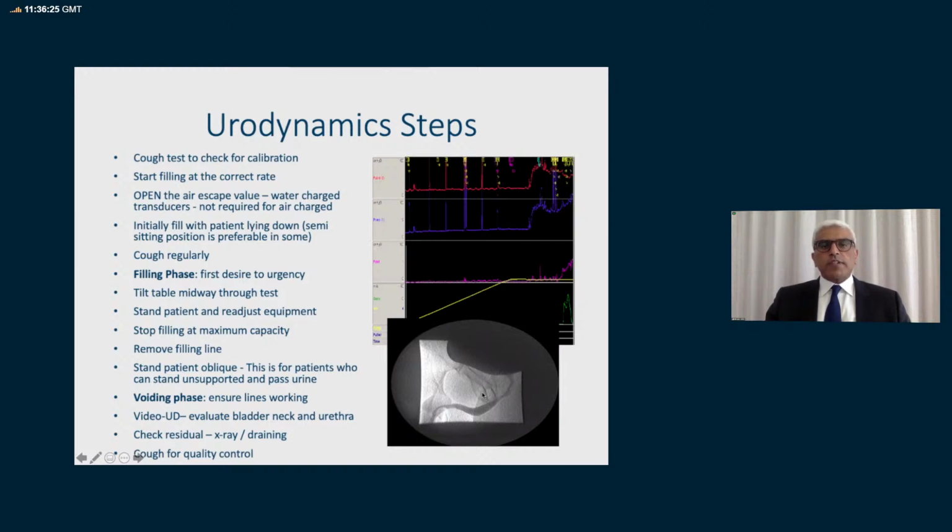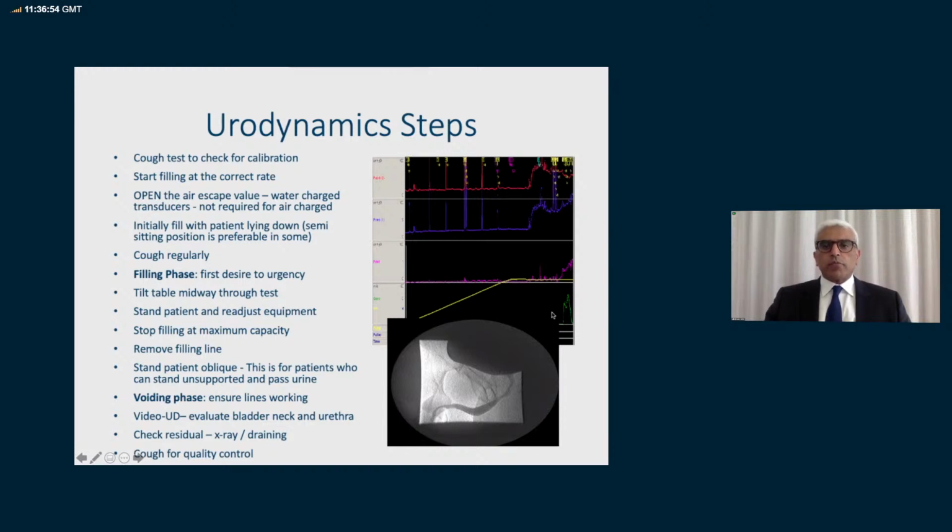Once in the voiding phase, one needs to ensure that the lines are working well. As you can see here on the left-hand side on this video trace, as the patient stands up, the vesical and the rectal pressure goes up, it's well subtracted, and the patient is given the command to pass urine. We need to check that they are passing urine, and one of the advantages of video urodynamic studies is that at the end, one can do an X-ray to ensure that the bladder is empty.